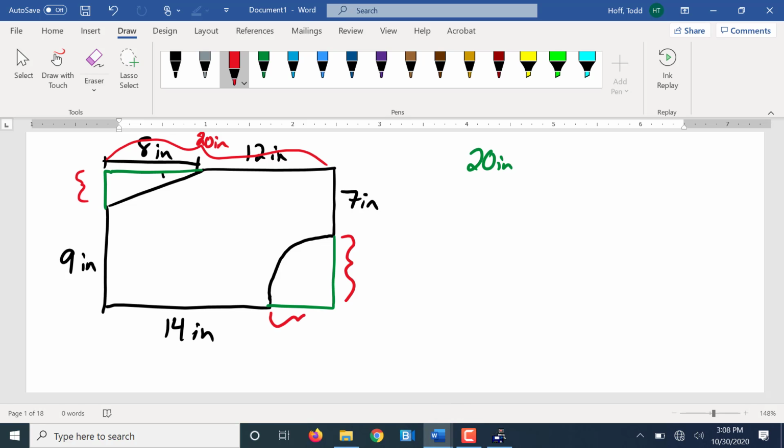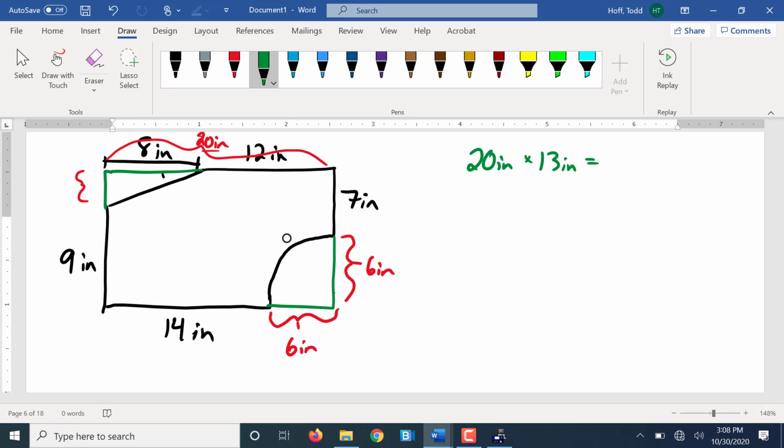Here we can find this dimension. What's that dimension have to be? 6. Good. 20 minus 14 makes that 6, which means this dimension has to be 6. So that rectangle is 20 by, because that's a half circle, so it's the same in both directions. So yes, 20 by 13, which makes that how big? 260, there we go. So 20 times 13 is 260 square inches.